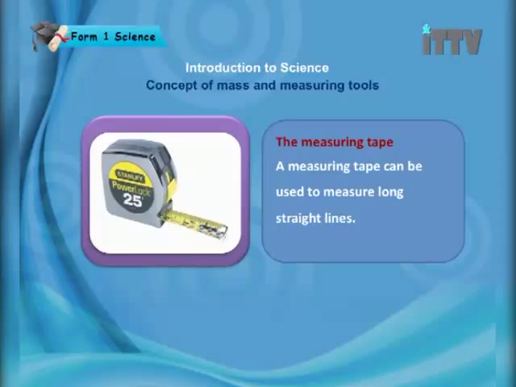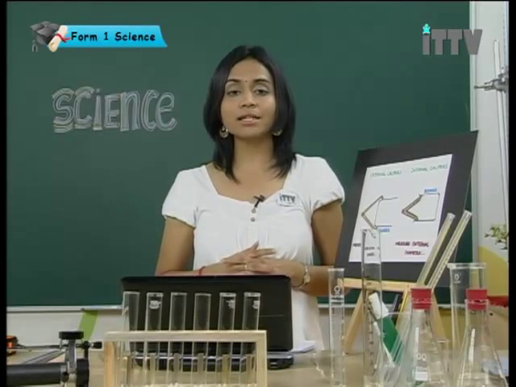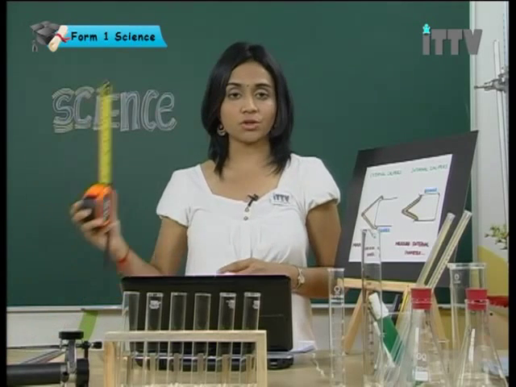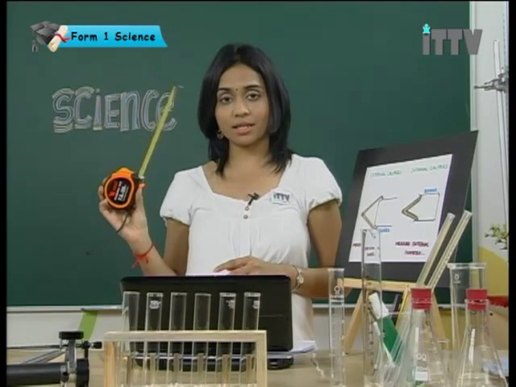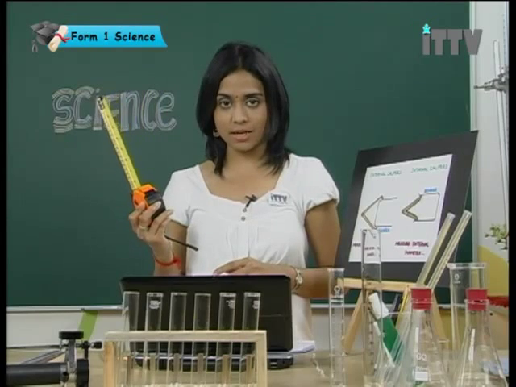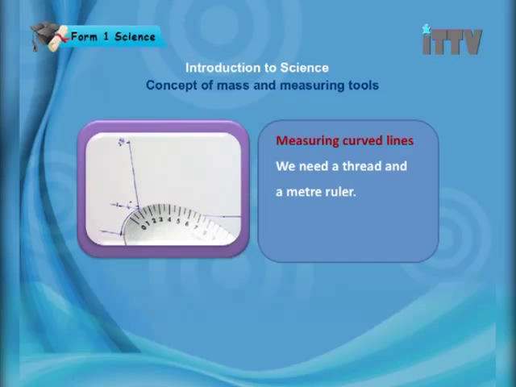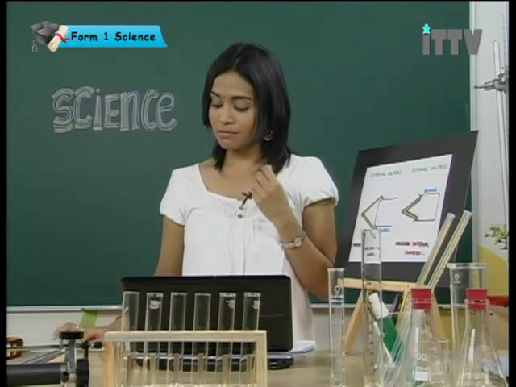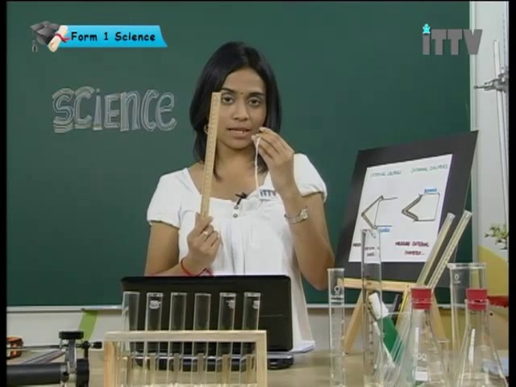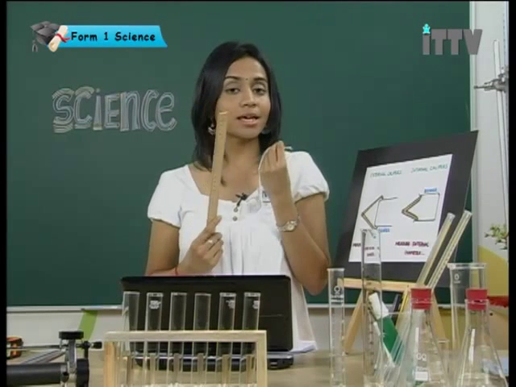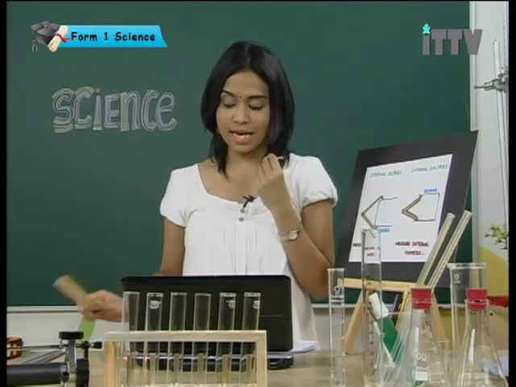Now, if an object is too long to be measured by the ruler, you can measure the length using the measuring tape. This is an example of the measuring tape. Measuring curved lines, we need a thread and a meter ruler. We actually need a thread and a ruler. These two objects can be used to measure curved line.